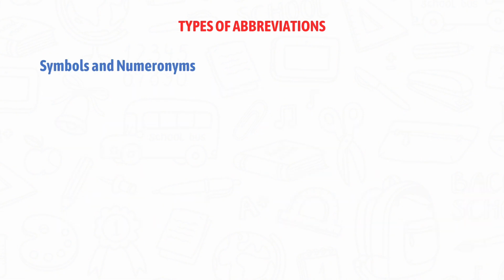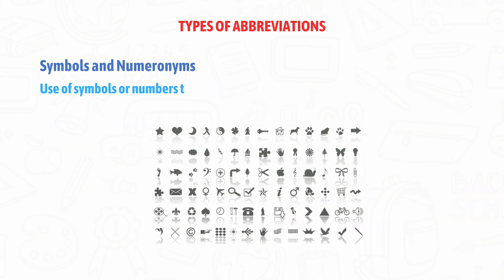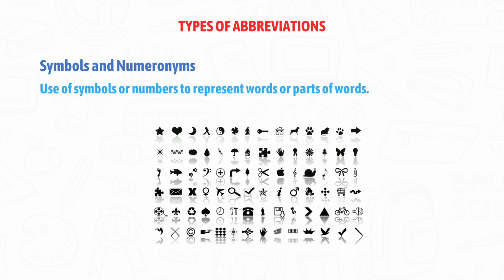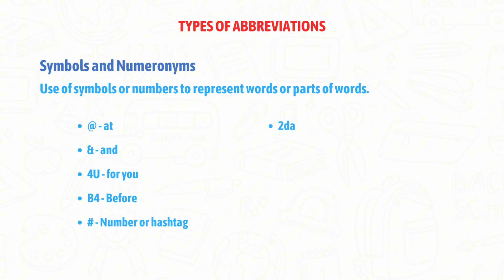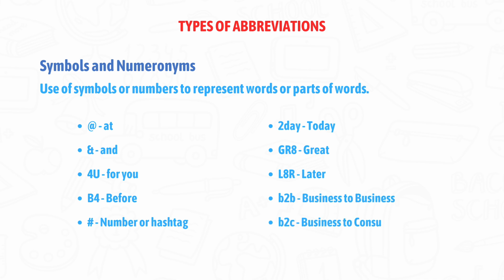Symbols and numeronyms, use of symbols or numbers to represent words or parts of words. At, and, for you, before, number or hashtag, today, great, later. B2B, business to business. B2C, business to consumer.